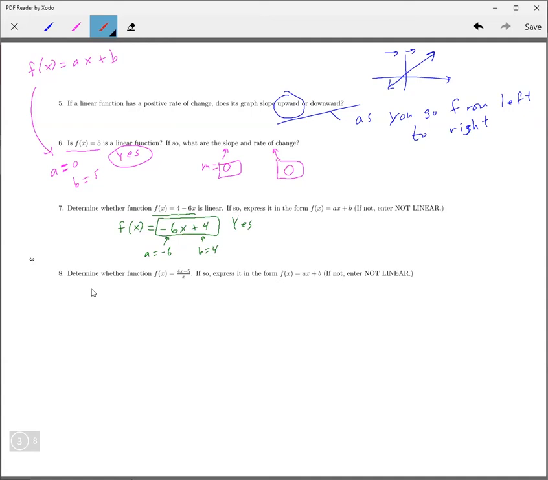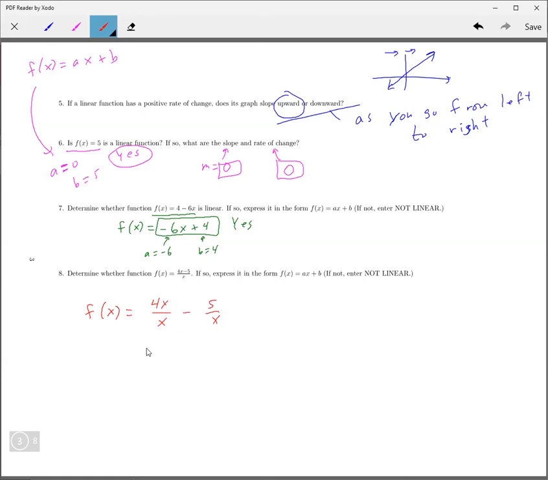Determine whether this function is linear. Okay, so what you can do here is, because you have two different entities in the numerator and only one thing in the denominator, you can split it up like this. If it's the other way around, you can't do that. So you can go like that, okay?